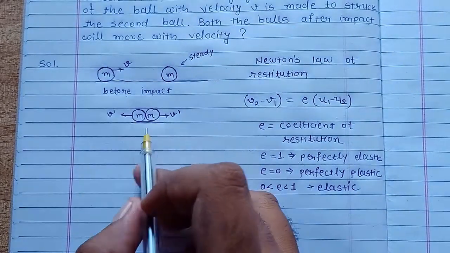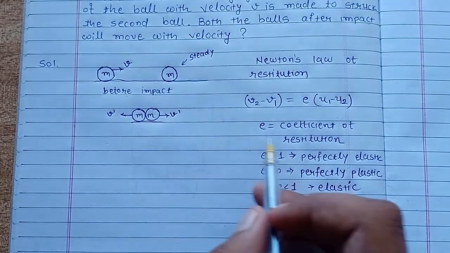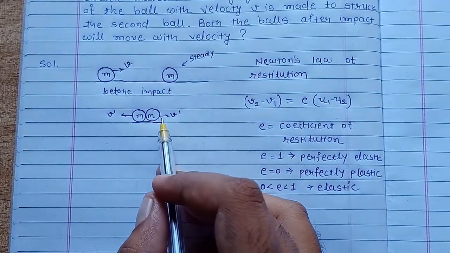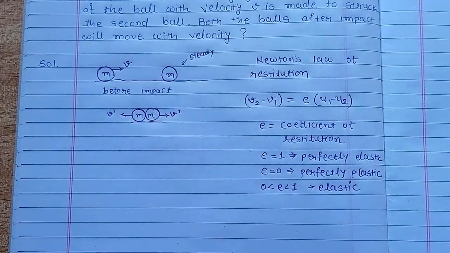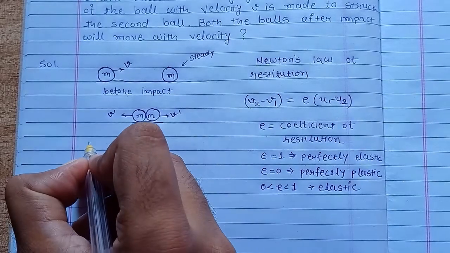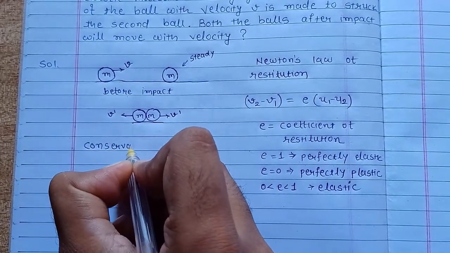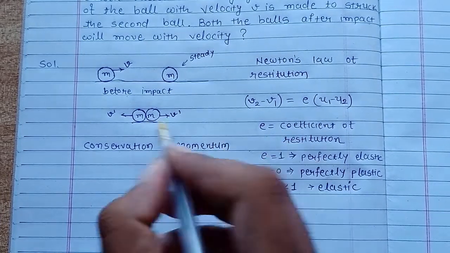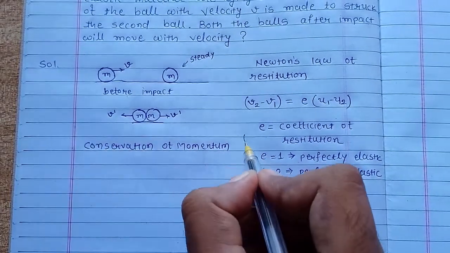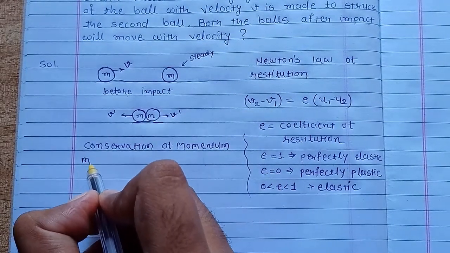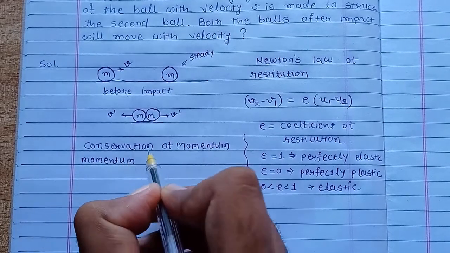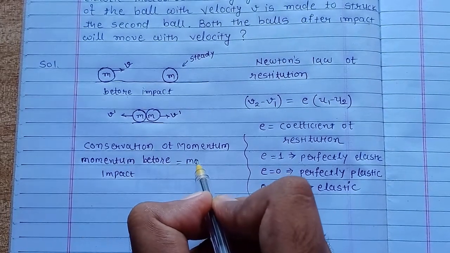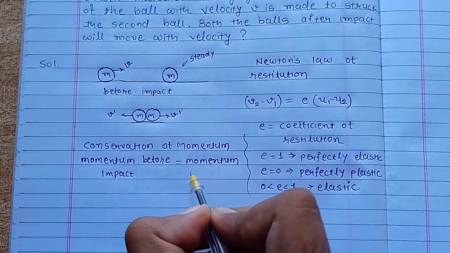So because the masses of the two balls are the same and it is a perfectly elastic material, the velocity after the impact will be the same. Let's say that velocity is v dash, right? So conservation of linear momentum: momentum before impact is equal to momentum after impact.